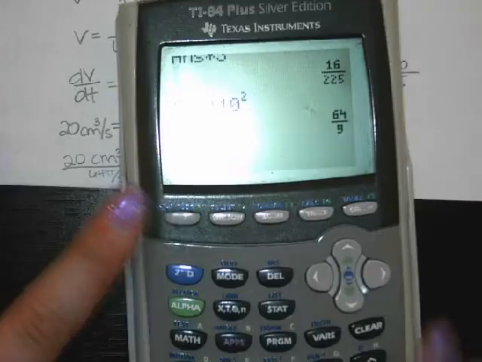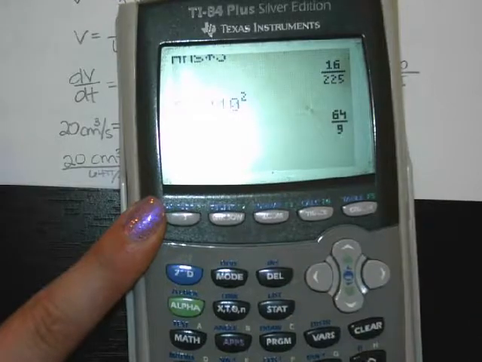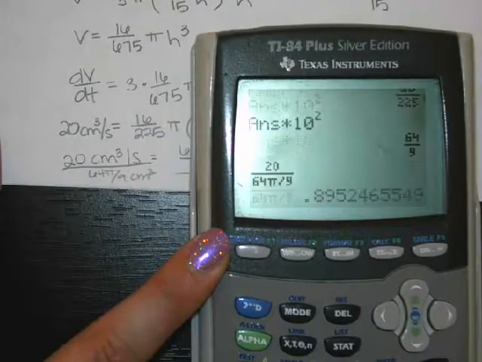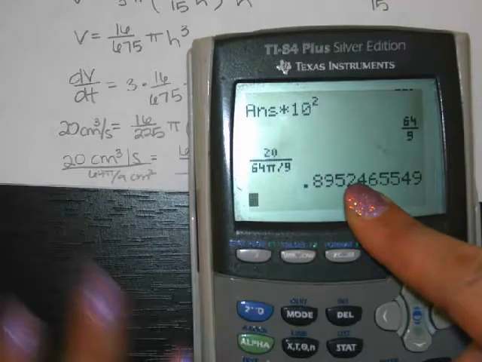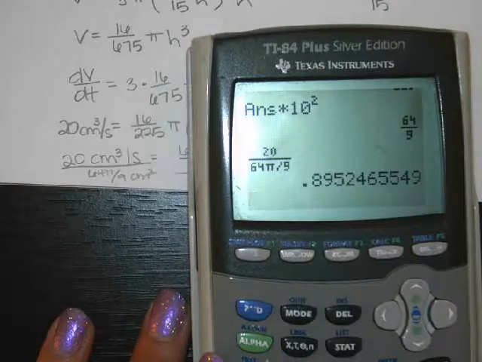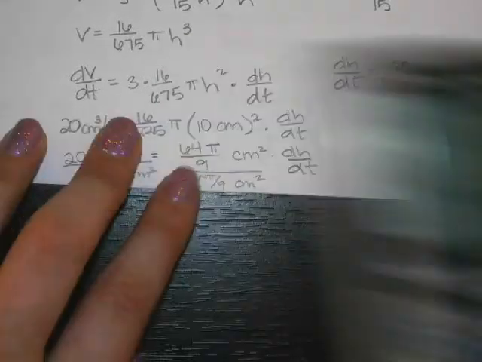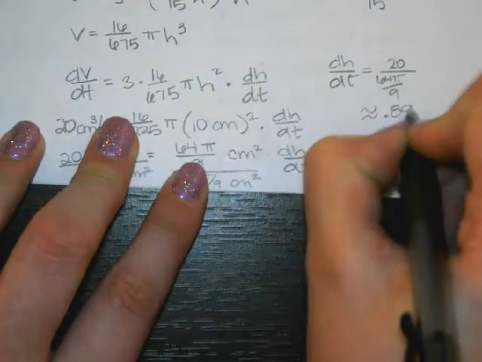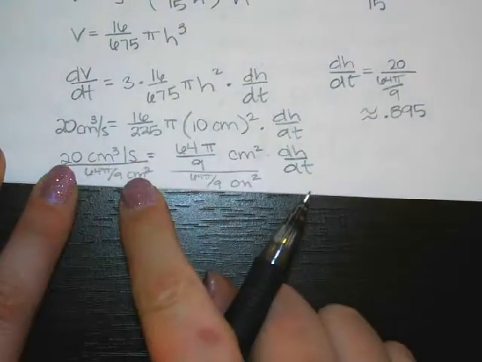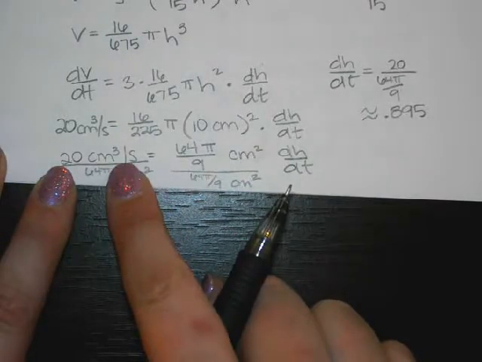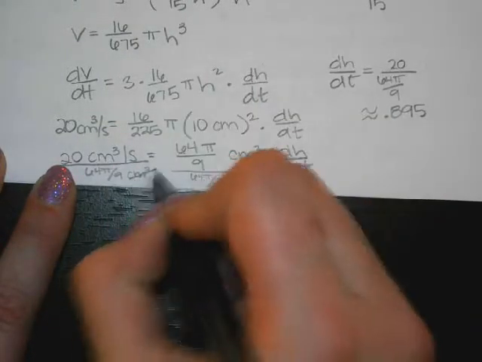So we've got 20 on the top. On the bottom, we have 64 pi ninths. There we go. 0.895 centimeters per second. So if we look at our units, we have a centimeter squared on the bottom, and we have centimeters cubed on the top. So would it be centimeters per second? Yep.